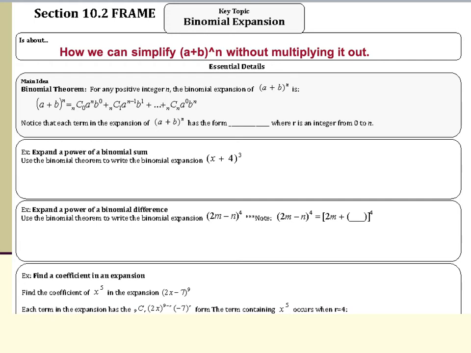So now we're going to look at the last frame here, our binomial expansion. This is about how we simplify a plus b to the nth power without multiplying it out. Here's the key, without multiplying it out. What you could do for some of these is use FOIL and then use FOIL again and distribute some more and distribute some more. But we're going to learn a quick way to expand binomials.